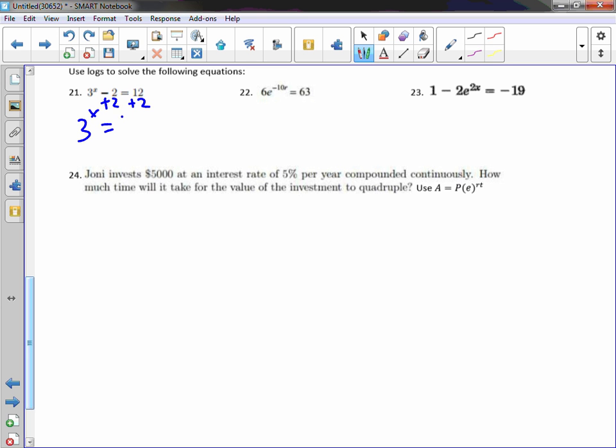3 to the x equals 14. From here, again, the common mistake I'm going to see is to divide by 3 on both sides. That's not how it works. We need to log it. So I get log little 3 of 14 equals x, and x equals 2.402.